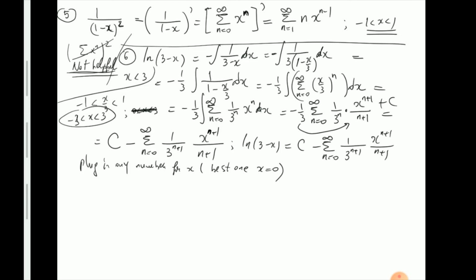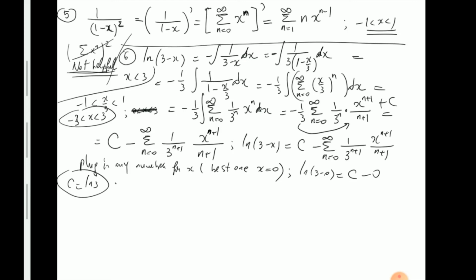You can plug in any number for x, but the obvious one which quickly gives you the value of the constant c is x equals 0, because that cancels the whole summation. If I replace x with 0, that summation is 0. And then you can quickly find c to be ln of 3. If you plug in any number besides 0, you're going to have c itself in terms of a convergent series. That won't be a mistake, but it's far too tedious than necessary.